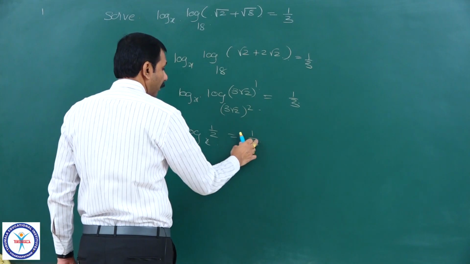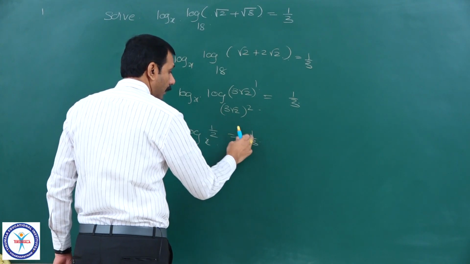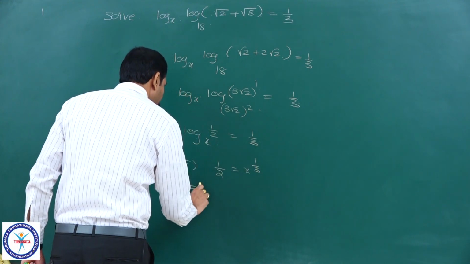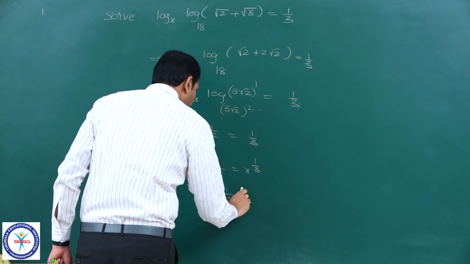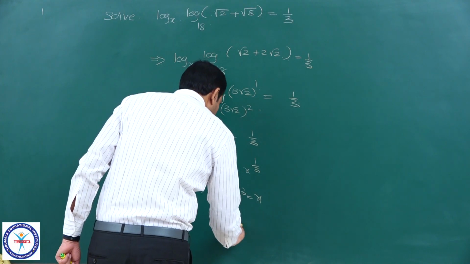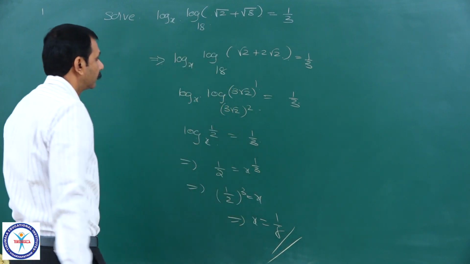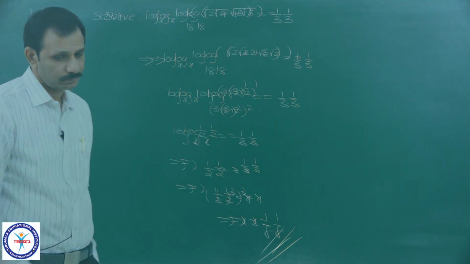That implies it is of the form log x to the base a equal to n. 1 by 2 is equal to x power 1 by 3. Now cubing on both sides, 1 by 2 whole cube is equal to x, or that implies x is equal to 1 by 8 will be the answer. Simple problem.